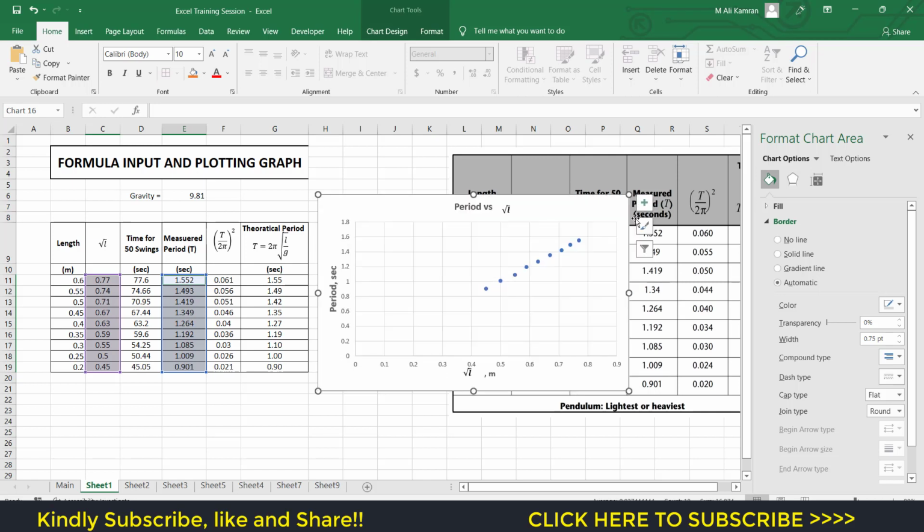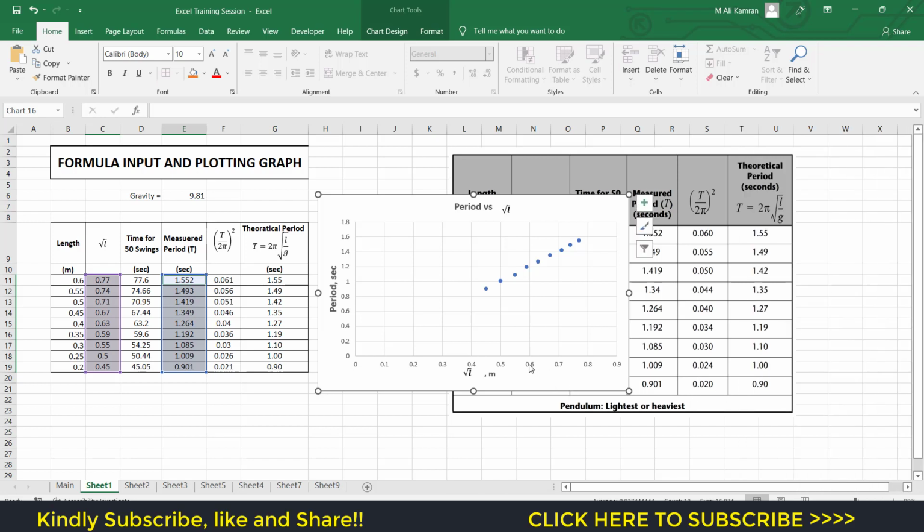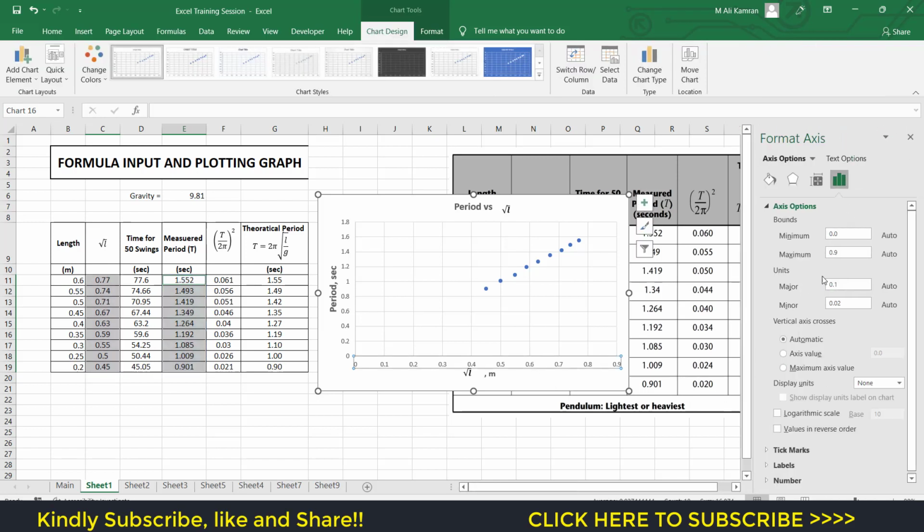Now as we can see that the data starts from 0.4. We do not need to have these values on the x-axis. This is 0.1, 0.2, 0.3, and we do not need to have 0.2, 0.4, 0.6 and 0.8. So if we double click on this x-axis values, we will have this layout which says format axis. Now it says bounds, right? So the bounds are from 0 to 0.9. So we want to have the bounds from 0.4 to 0.8. So I will write 0.4 to 0.8, 0.4 to 0.8.